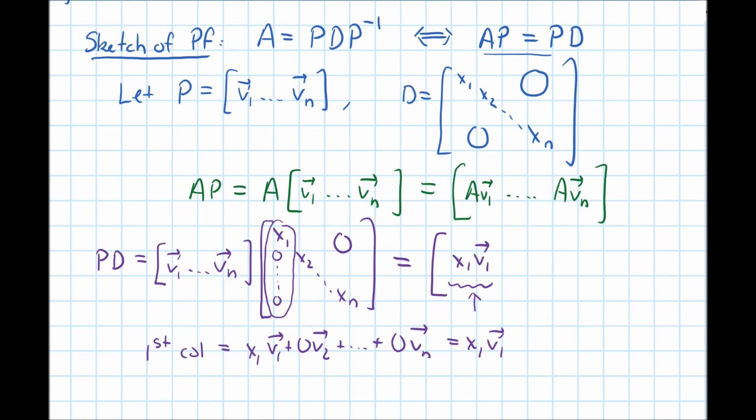And if I keep going like this, the next column would have been x2 times v2. And the last column is going to be xn times vn. That's what the last column is going to be.